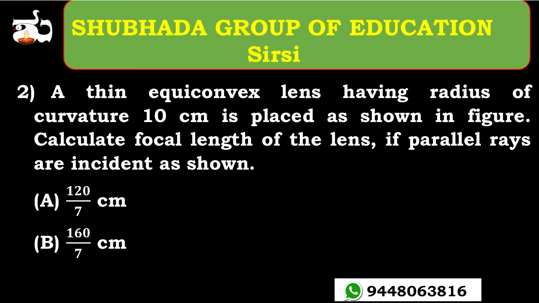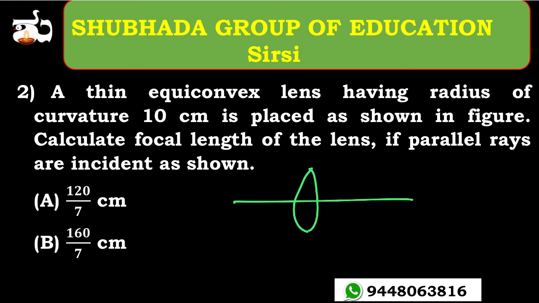Look at the next problem now. A thin equiconvex lens having the radius of curvature 10 centimeter is placed as shown in the figure. Calculate the focal length of the lens if the parallel rays are incident as shown in the figure. Now I will try to write the ray diagram for you. So this is the given ray diagram.